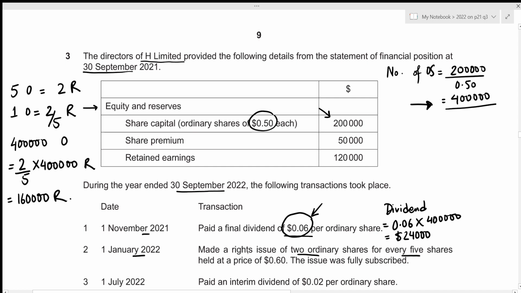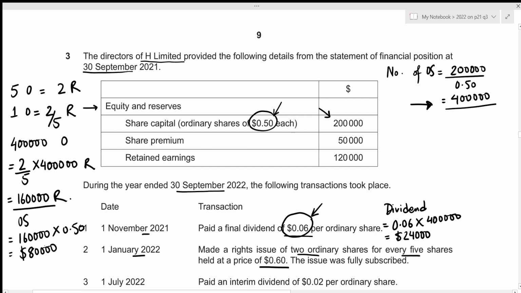Okay, then the price of issuance is 0.60, but we can see that our nominal rate is 0.50. So this just means that the ordinary shares will get increased by the nominal rate. So in order to figure out the total value, we just multiply the number of rights shares by the nominal rate, which in this case is 160,000 times 0.50, which results in the value of 80,000.